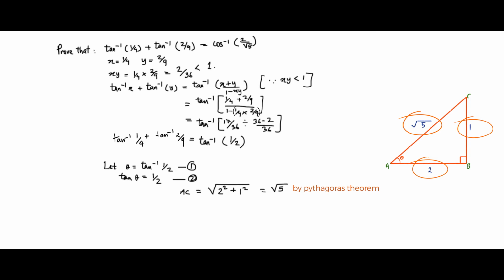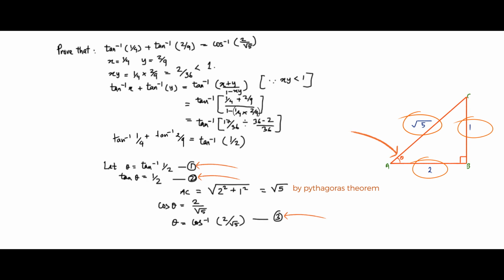Now from this same diagram, that is the right angle triangle, I would like to find out the value of cos theta. Cos theta is equal to adjacent over hypotenuse. Adjacent is 2, hypotenuse is root 5. Adjacent over hypotenuse is 2 over root 5. Now applying cos inverse on both the sides, you will get theta is equal to cos inverse of 2 over root 5. Let this be equation number 3.